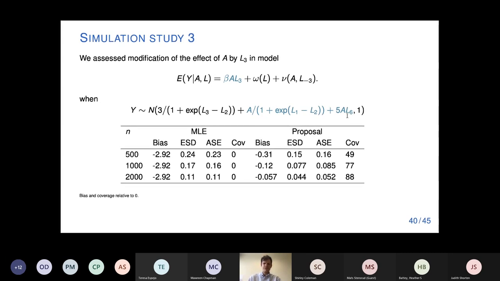So it's actually very difficult to tell that there's in truth no effect modification with respect to A and L3. And because it was a much harder setting, we saw that the MLE had approximately zero coverage across all sample sizes. So, like I said, it's a difficult setting. We had pretty bad coverage at low sample sizes, but this improved as N got larger.